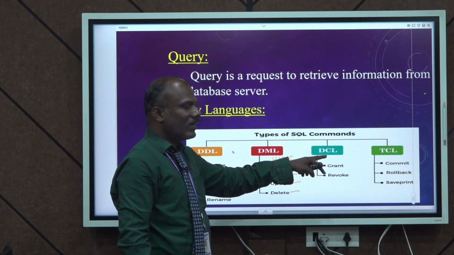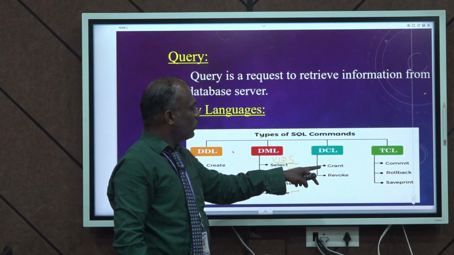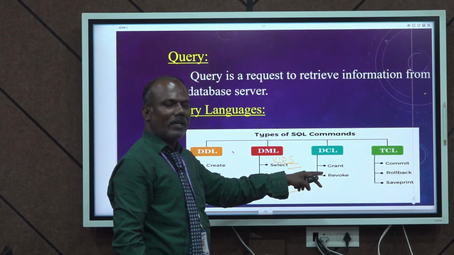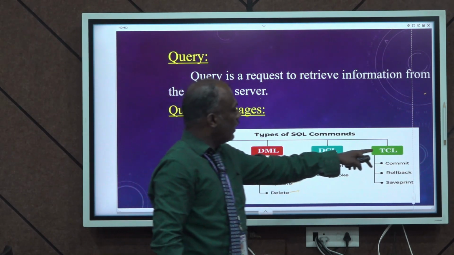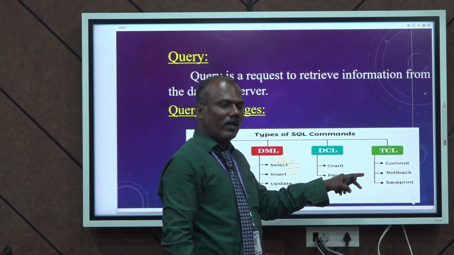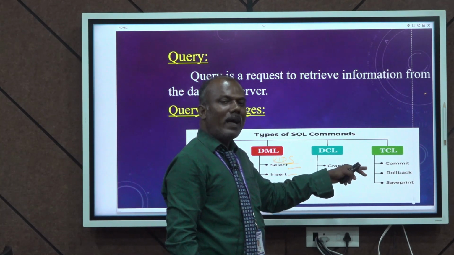Then DCL, data control language. So grant and revoke, both operations can be done in the DCL. And TCL, transaction control language, we can do commit, rollback, and save point.